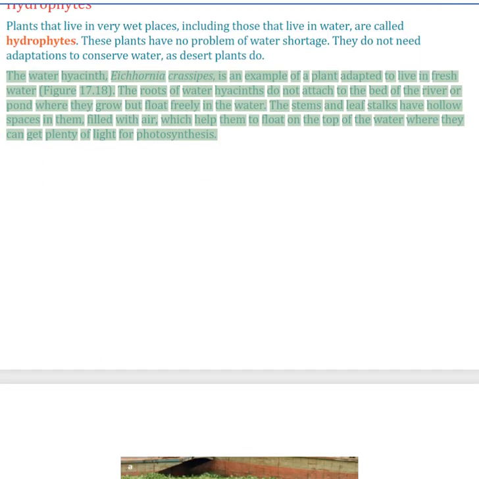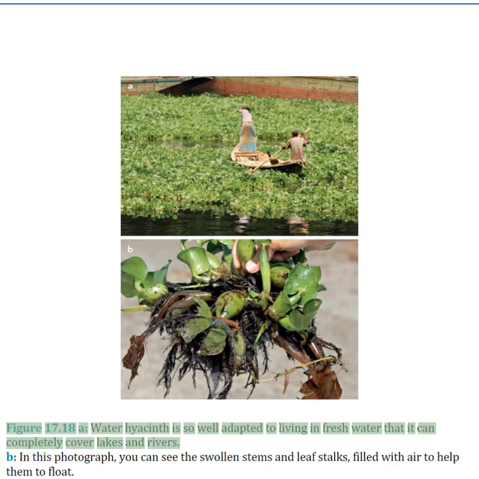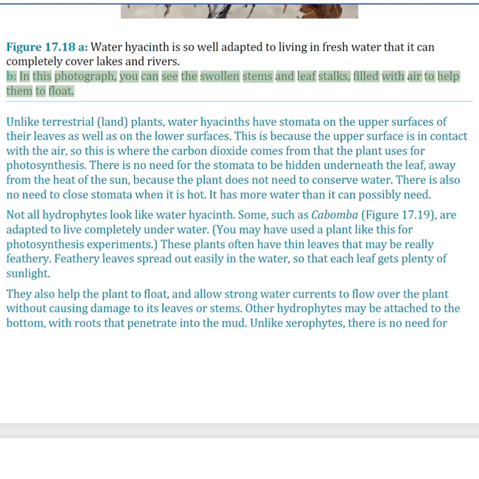The water hyacinth, Eichhornia crassipes, is an example of a plant adapted to live in fresh water. The roots of water hyacinths do not attach to the bed of the river or pond where they grow but float freely in the water. The stems and leaf stalks have hollow spaces in them, filled with air, which help them to float on the top of the water where they can get plenty of light for photosynthesis. Figure 17.18a: water hyacinth is so well adapted to living in fresh water that it can completely cover lakes and rivers. b: in this photograph, you can see the swollen stems and leaf stalks, filled with air to help them to float.